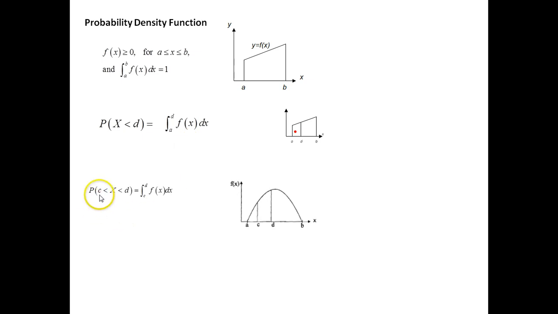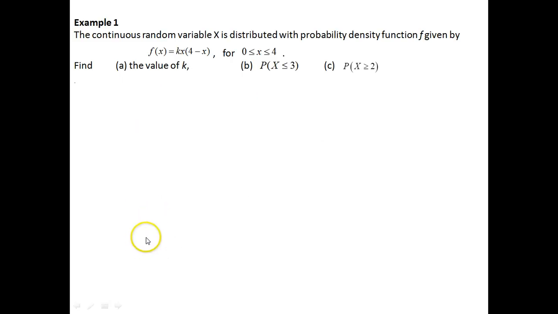If we want the probability between C and D, which is within A and B, then we need to integrate. So it's that area we need. We need to integrate the function. We need the area below the function f of x between the points C and D.